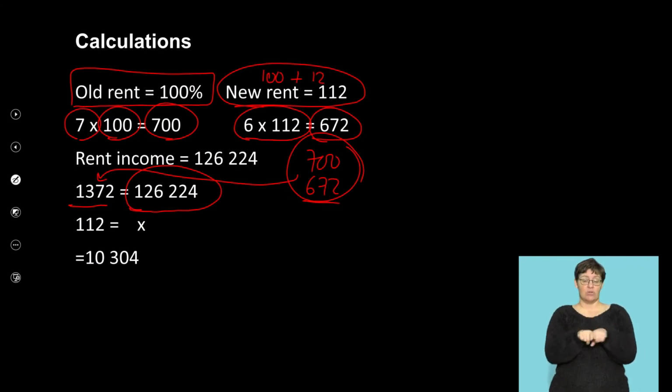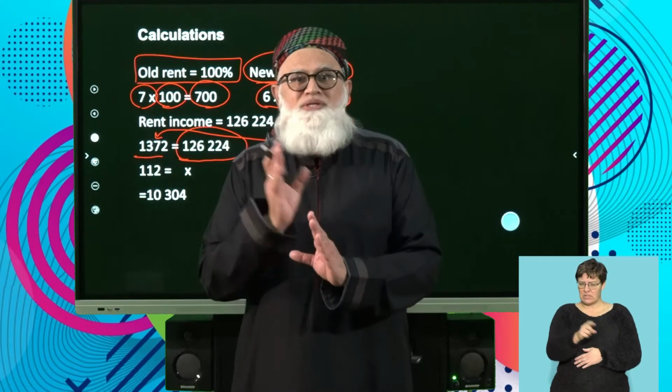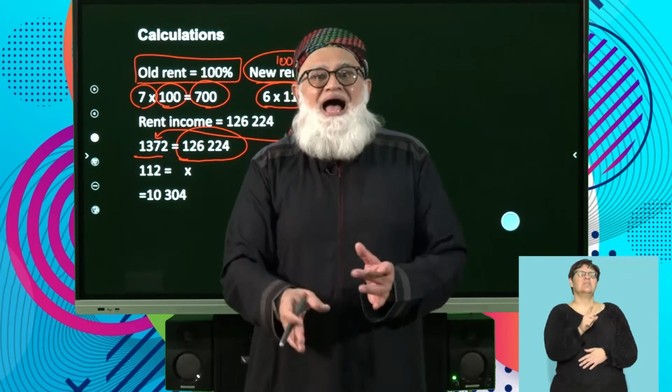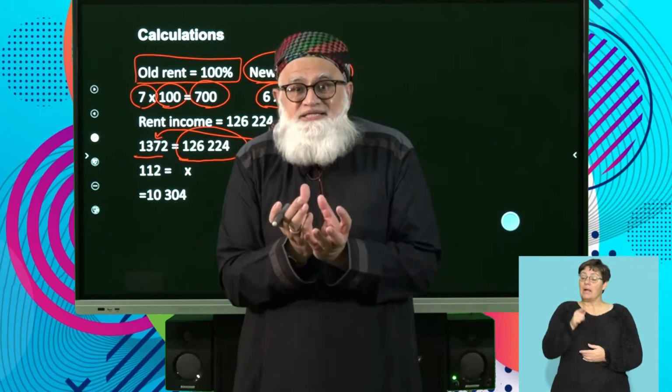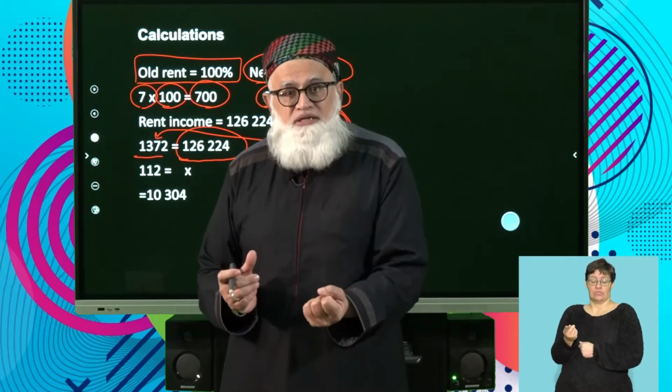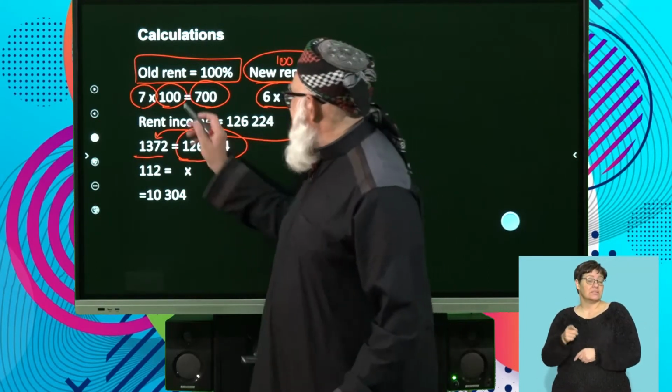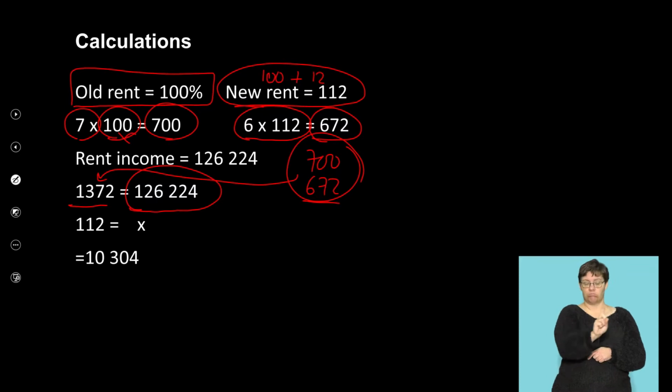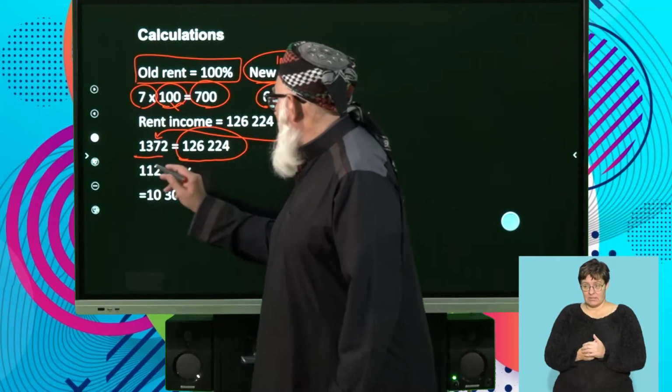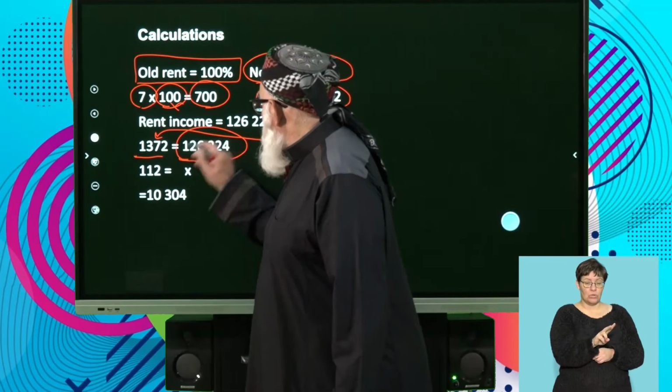And what am I looking for? Always ask yourself, what am I looking for? I'm looking for the January rental. Now, what was the January rental? Was it 100? Definitely not. What was it? It was the 112 because it was part of the new, the increased rental. Therefore, 112 is equal to my unknown, cross multiply.